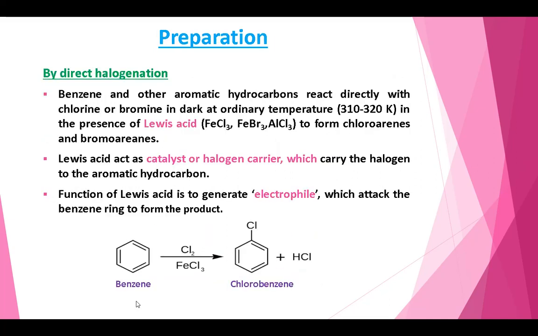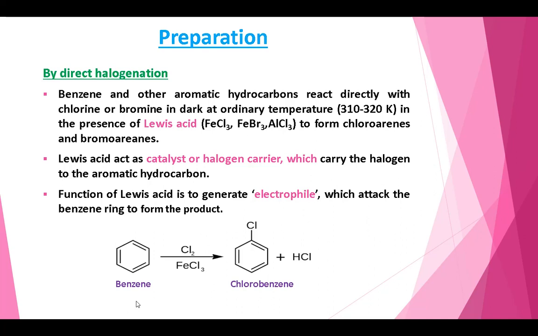Now we will see the preparation of aryl halides. Aryl halides can be prepared by electrophilic aromatic substitution reaction, which is also known as direct halogenation. Why is electrophilic substitution reaction in case of aryl halide called direct halogenation? Because the electrophile is directly attached to the nucleus of aromatic ring, which gives aryl halide as the product.